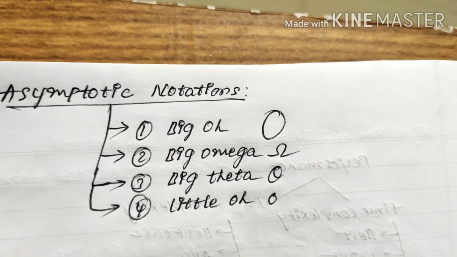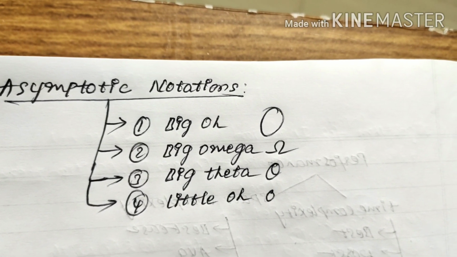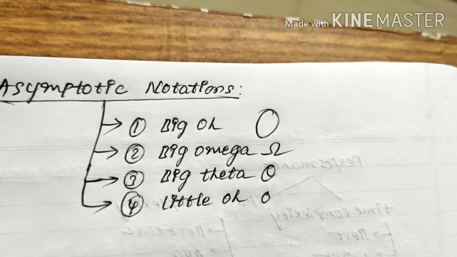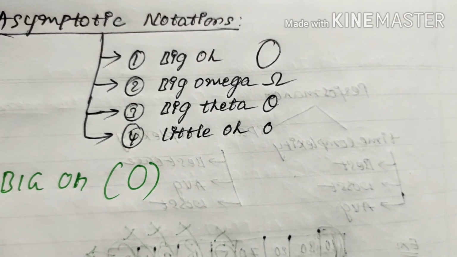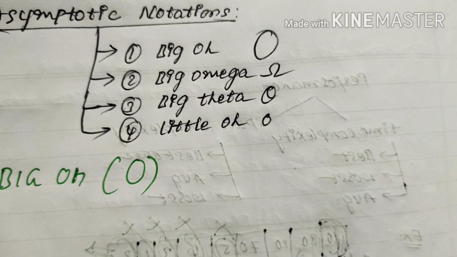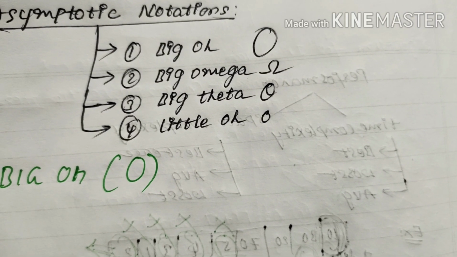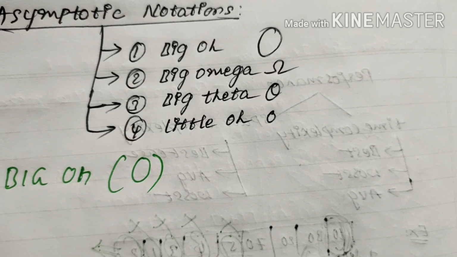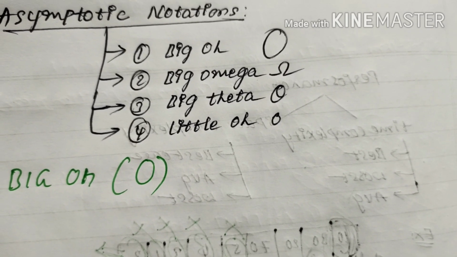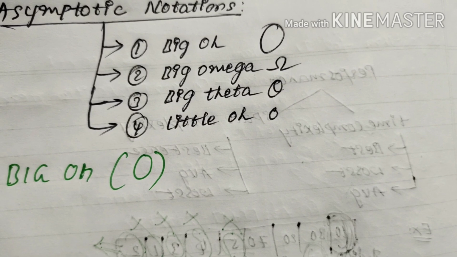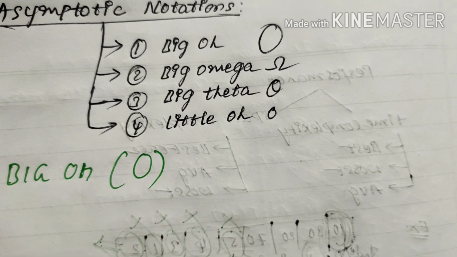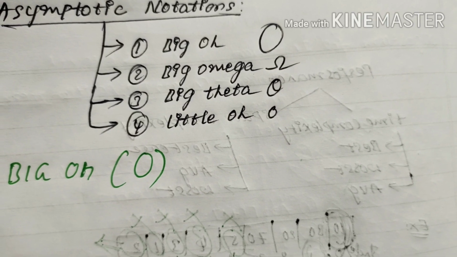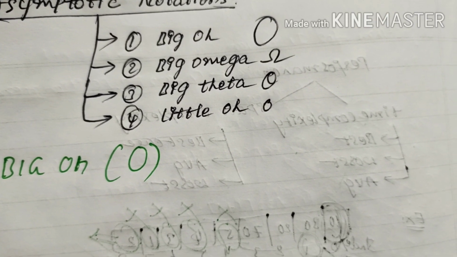Now, asymptotic notations are of four types: big O, big omega, big theta, and little o. Big O is used to define the time complexity. That means it is used to find the upper bound values of an algorithm, which are asymptotically tight values. So this is nothing but the worst case complexity of an element. We are going to find the worst case complexities of an element using big O.